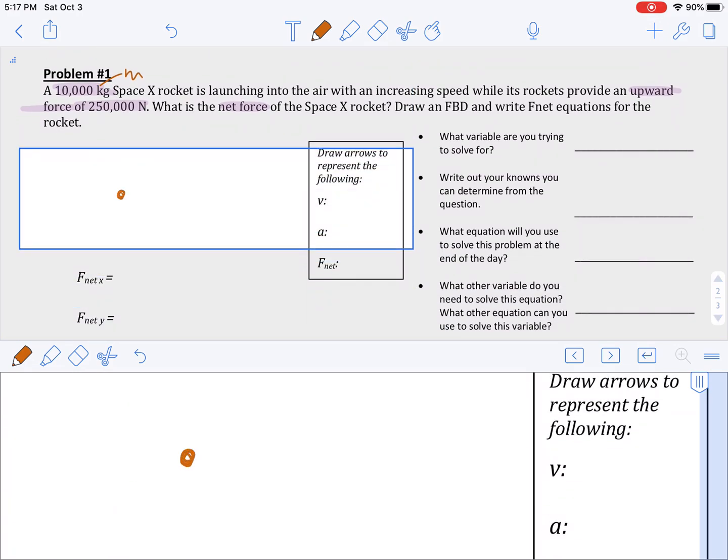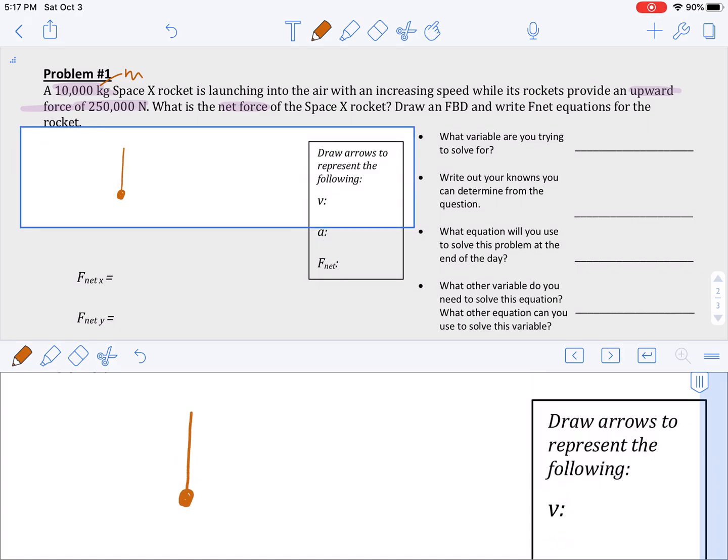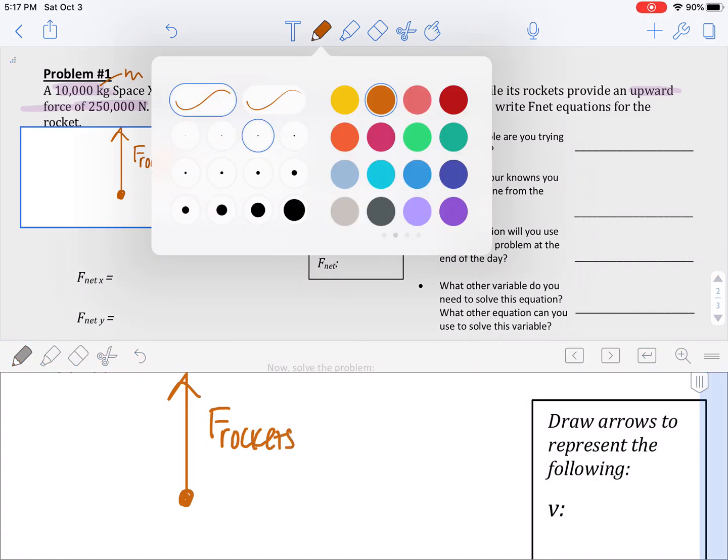Okay, so we're going to start with our FBD. The prompt tells us that there is an upward force from the rockets. And if you want to, write down what that value is.